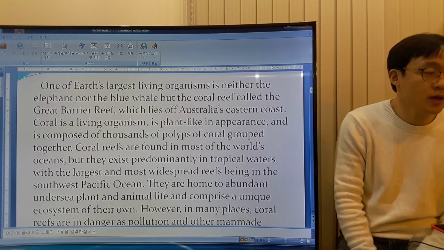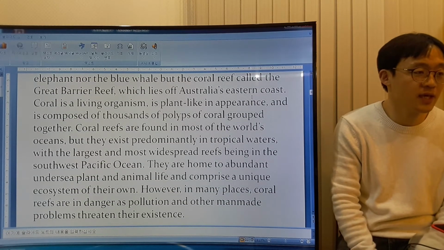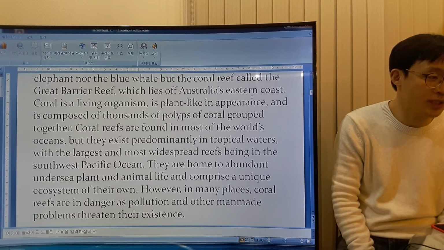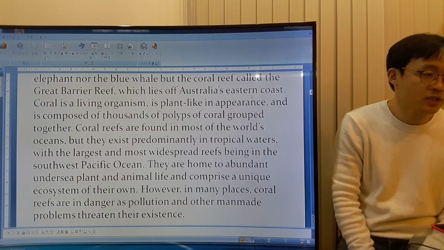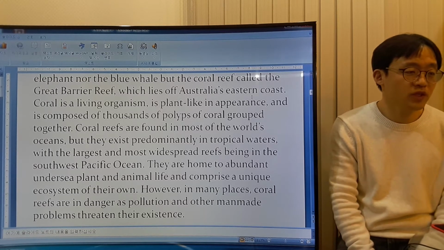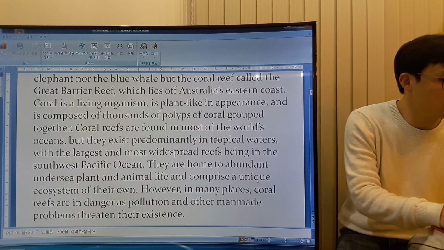And where they are located, they are found in most of the world's oceans, but they are mainly in tropical waters. And the largest and the most widespread ones are in the southwest Pacific Ocean. And a lot of animals and plants live around it, and they make an ecosystem. But in many places, coral reefs are in danger because of pollution and other man-made problems.